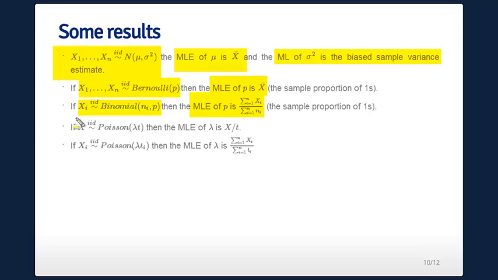Okay? If x is Poisson(lambda t), then the MLE of lambda is x over t, the rate. If you have a bunch of IID Poisson random variables, then the MLE of lambda is the total number of events divided by the total time.